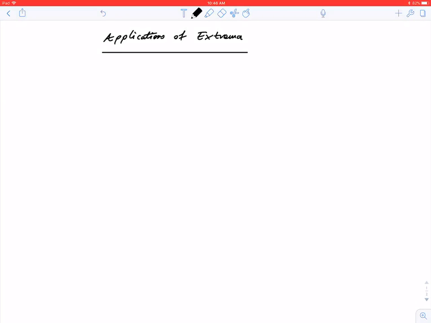Okay, so what I want to do now is look at applications of extrema. There are tons of situations where understanding the maximum or minimum value of a function would be very important. We're going to look at a specific type of problem, one in which we're trying to maximize some sort of quantity subject to some kind of constraint.